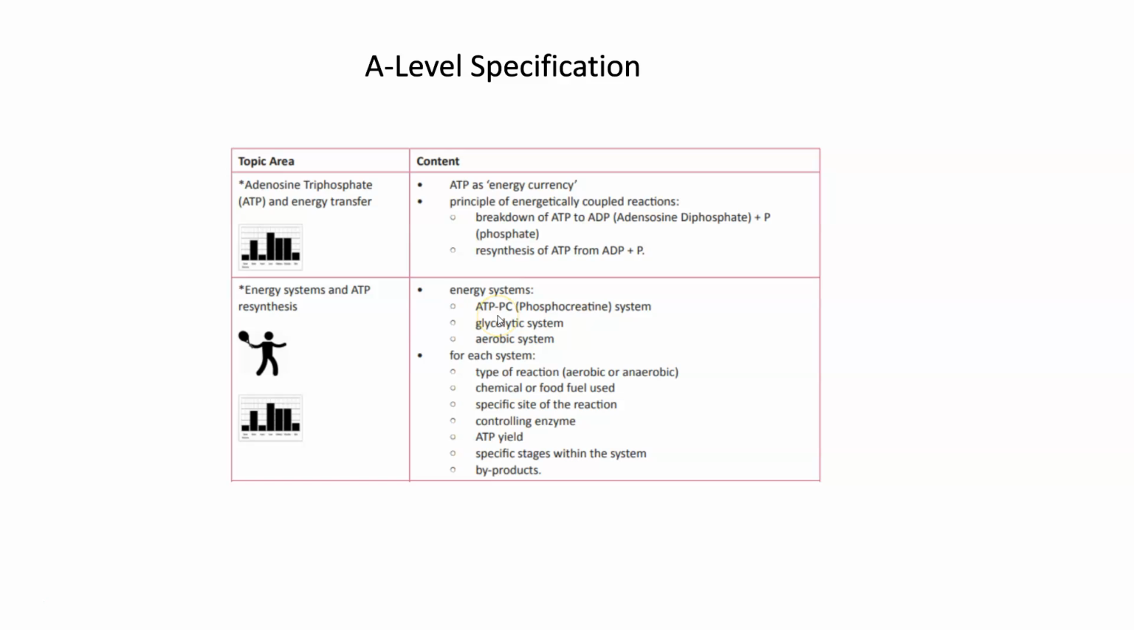We've also then looked at the first energy system that we come across, that is the ATP-PC system, and how PC is used to resynthesize ATP. And for the ATP-PC system we looked at the type of reaction, the fuel, the site of the reaction, the controlling enzymes, ATP yield, byproducts, and the specific stages within the system.